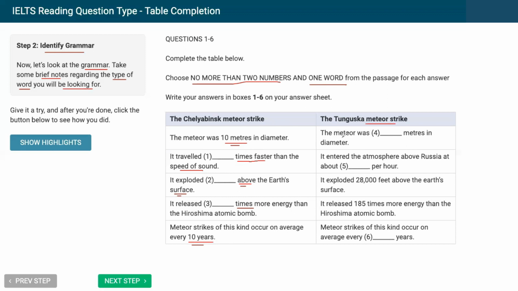Number 4, the meteor was blank meters in diameter. Quite clear, since we have meters here and we're looking at a diameter, this is going to be a number. We're going to look for a number of meters.